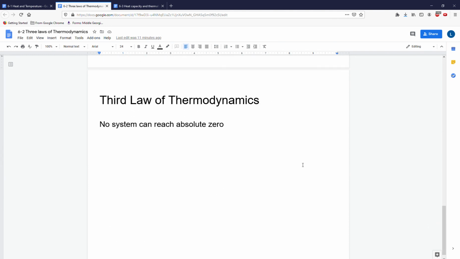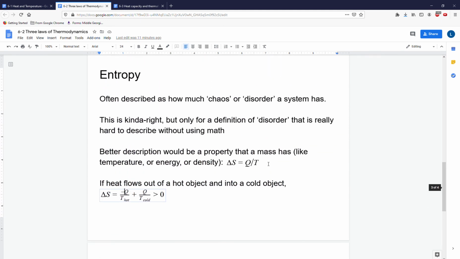And the third law of thermodynamics is that no system can reach absolute zero. And to explain this, we can look again at the second law of thermodynamics. Delta S is equal to Q over T. This T, by the way, is measured in absolute temperature. So at absolute zero, T would be 0. And what's anything divided by 0? Well, you're not allowed to do that.